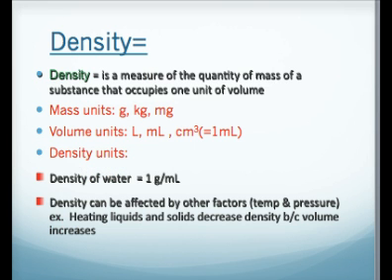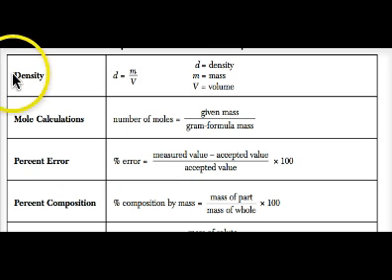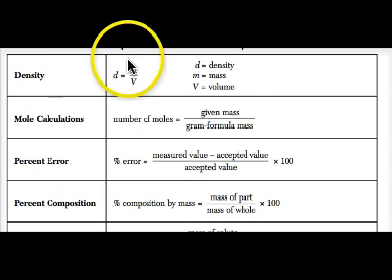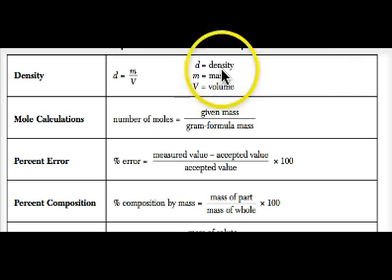Next, I'd like you to look at the density equation on the back of the reference table. This one is the first equation that appears on the top of Table T. So here's our equation, D equals M over V. Table T also tells you what D stands for as density, M is mass, V is volume.